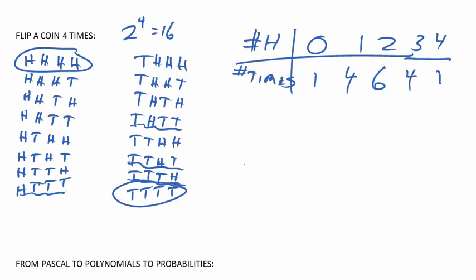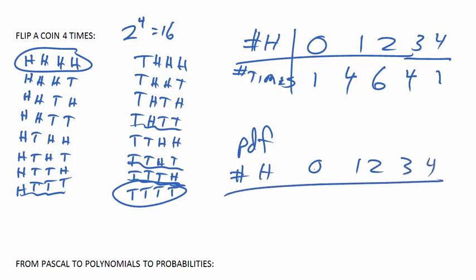And so if I wanted my PDF for the very same thing, number of heads is going to be 0, 1, 2, 3, or 4.